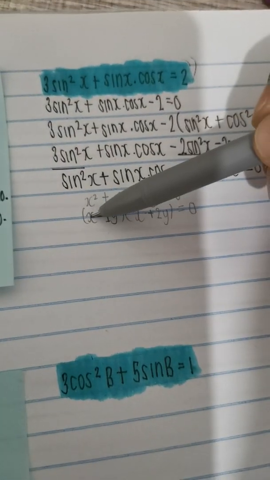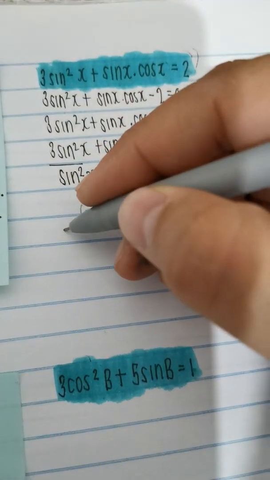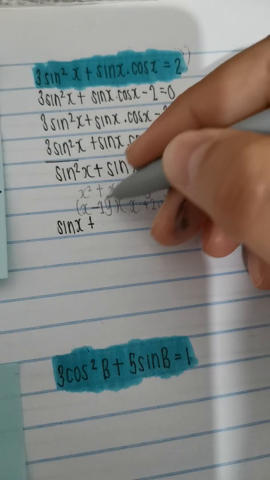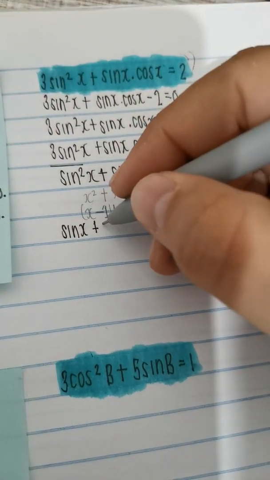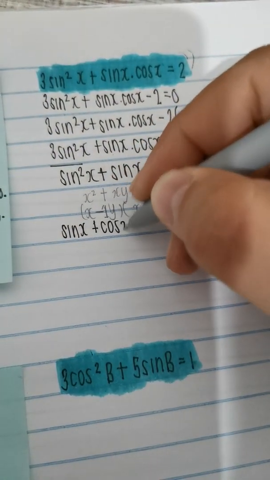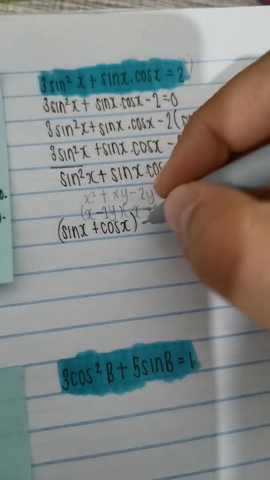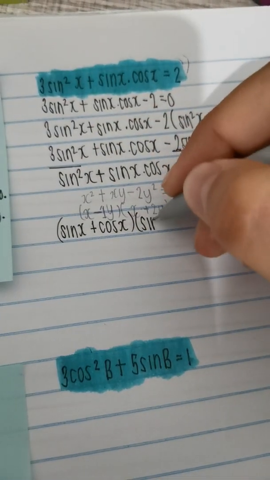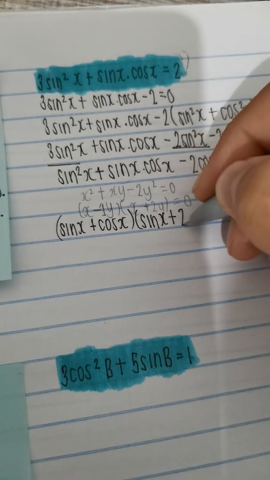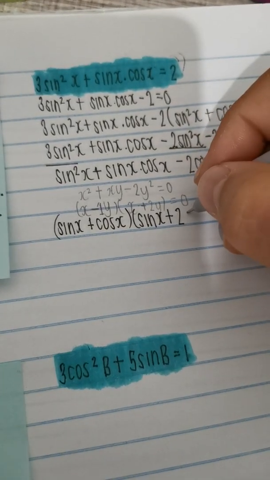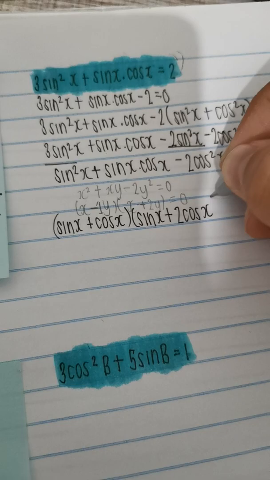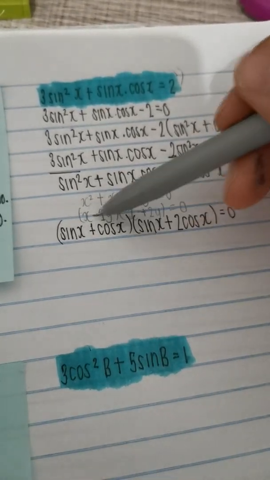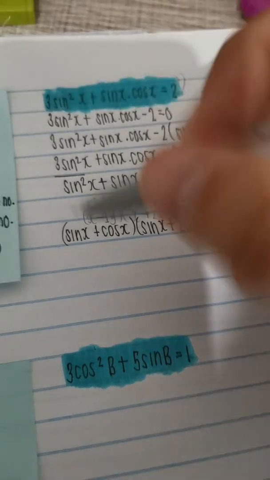So remember, we said x is basically sine. So this here is going to be sine x plus y, we said was cos. So plus cos x, right, in one bracket. In the other bracket should be again x, which is sine x, plus 2, and our y should be cos x equals 0. We now have it in such a way where the first bracket is equal to 0, the second bracket is equal to 0.